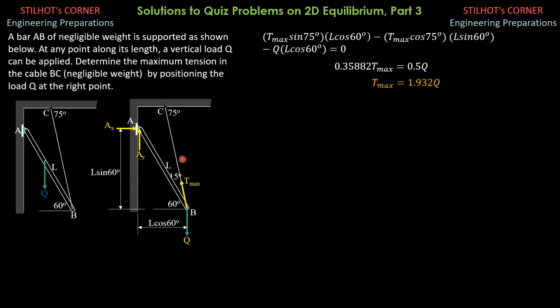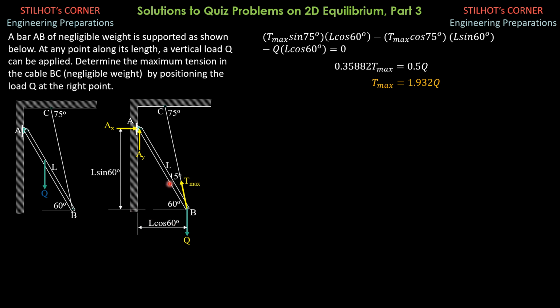T has two components. One is vertical, T sine of 75 degrees. So this is 15 degrees. 60 plus 15 is 75. So the vertical component of the maximum tension is T sine of 75 degrees, and its moment about A is counterclockwise, while the horizontal component is T cosine 75, and its moment about A is clockwise. Just like the moment of Q, it's clockwise.